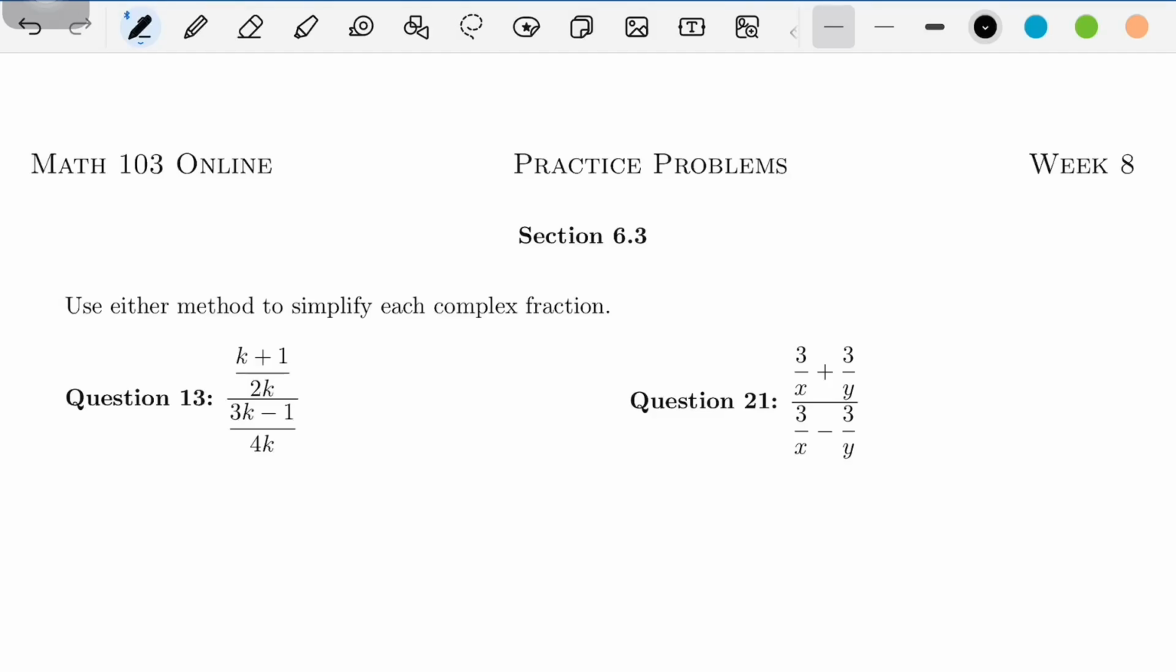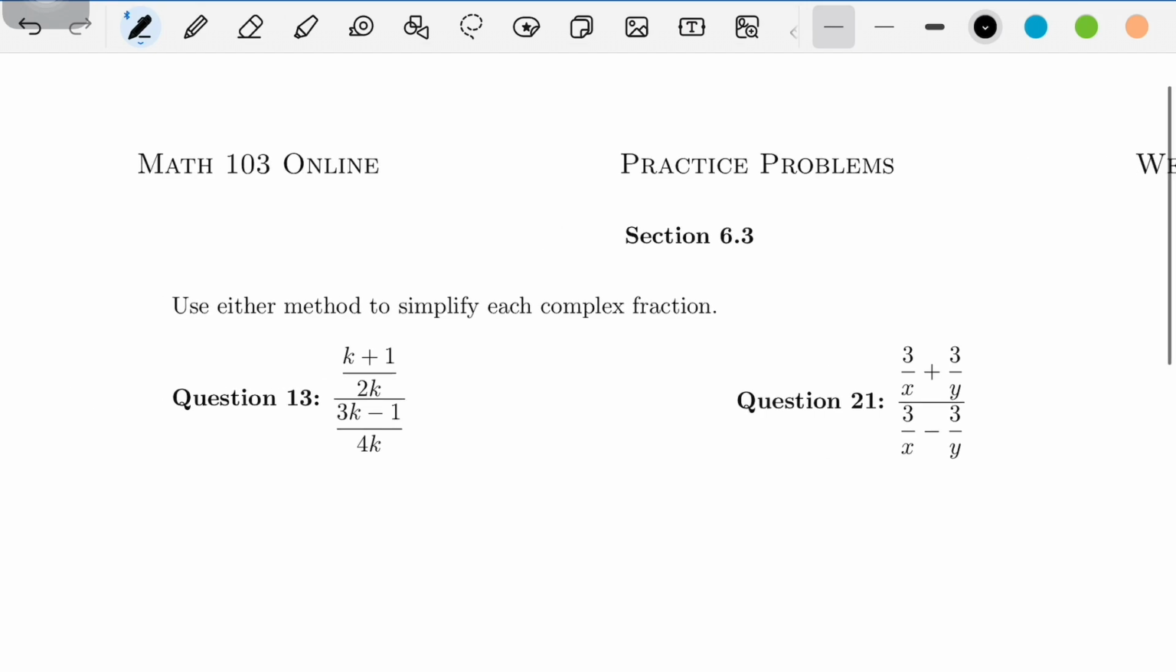In this video, we're going to go over some practice problems on the content covered this week, and we're going to start with section 6.3 here. Now in this section, we learn how to simplify complex fractions, and we learn how to do so through two different methods. So please make sure you go through the lecture slides and the book to look at these two different methods. For the first two examples, we're going to use method 1.